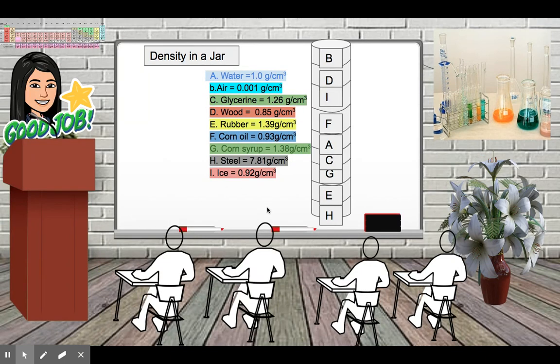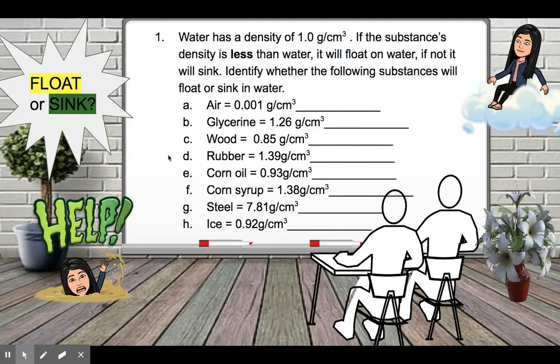Now let's check your answers. The correct answer is H, E, G, C, A, F, I, D, B. Steel will be at the bottom, followed by rubber, corn syrup, glycerine, water, corn oil, ice, wood, and air. Good job. Now this time you are going to answer the prompt.